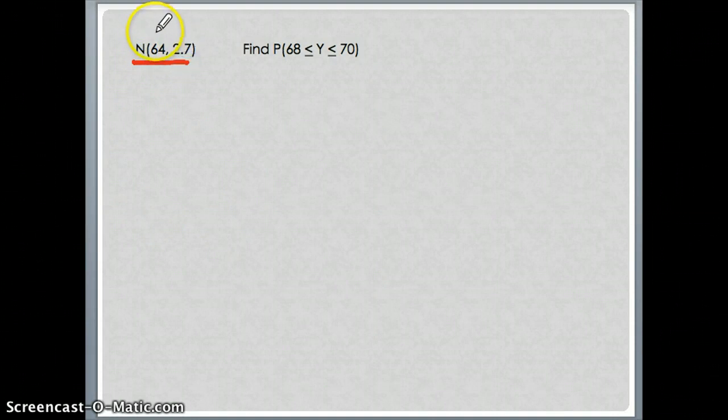Okay, so just a reminder of what's important here. Our normal distribution has a mean of 64 and a standard deviation of 2.7. We're finding the probability of the heights between 68 and 70 for a randomly chosen young woman. So there's two ways we can do it. Ultimately, we're going to do the fastest way, which is throw everything into our calculator. But let's just remind ourselves that we do need z-scores in order to find the areas between the intervals that we're concerned with.